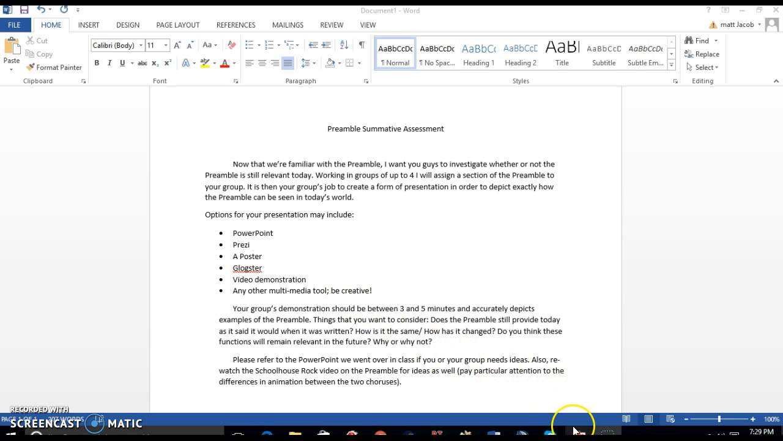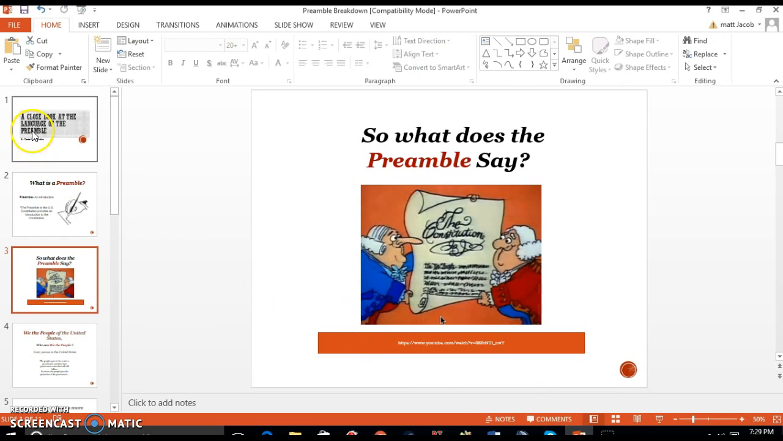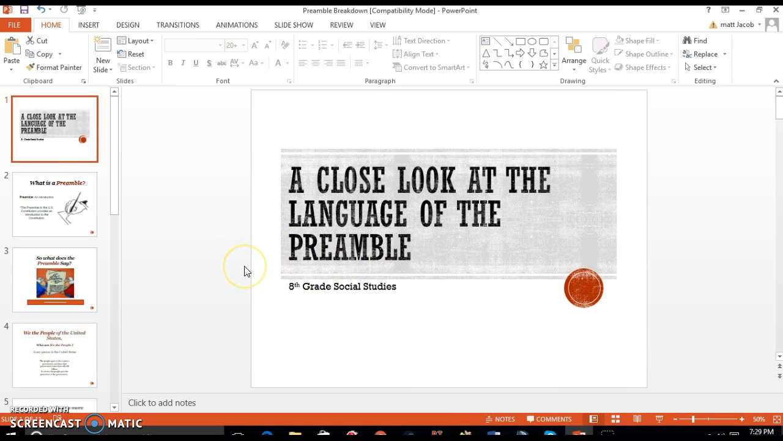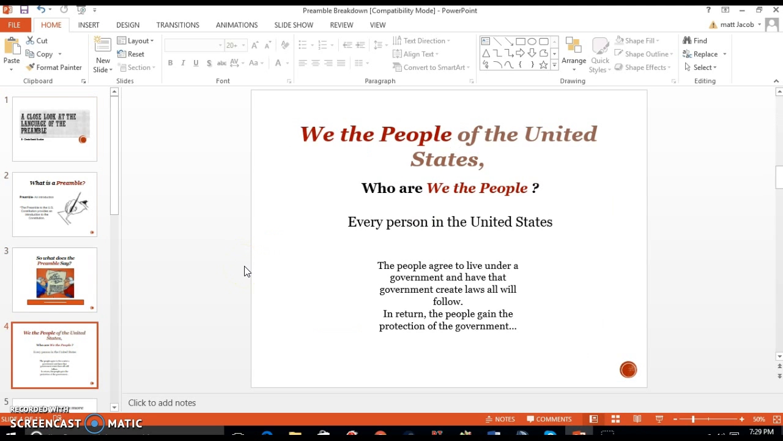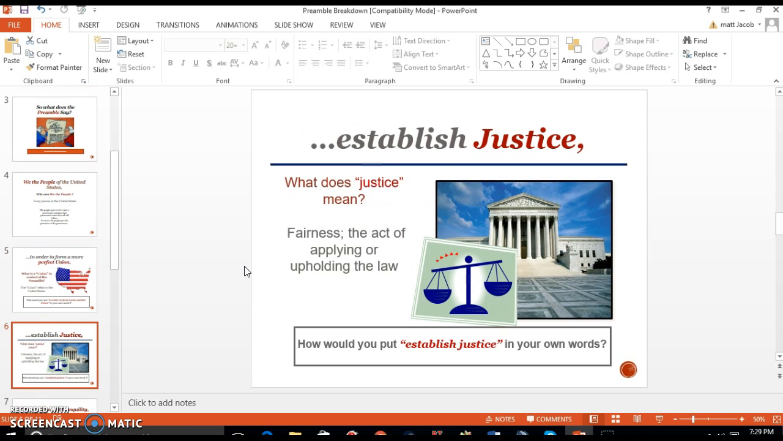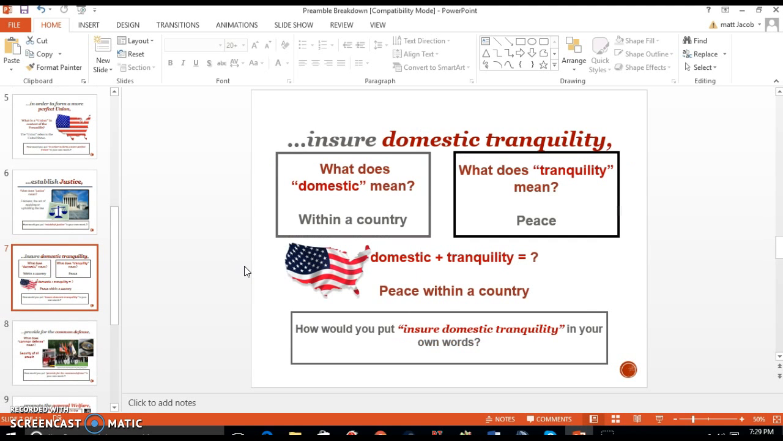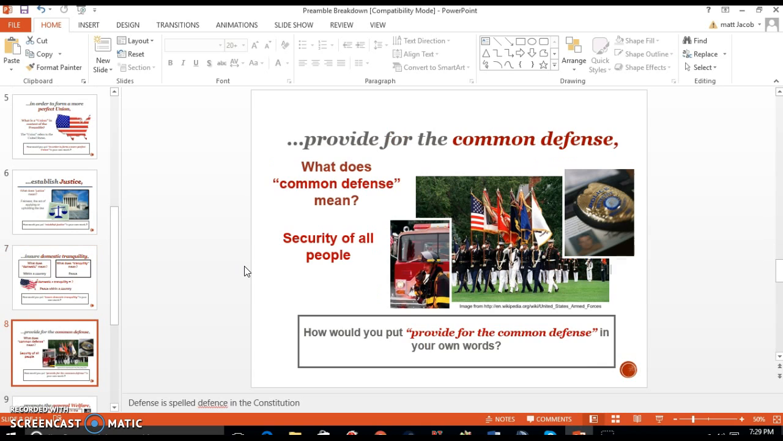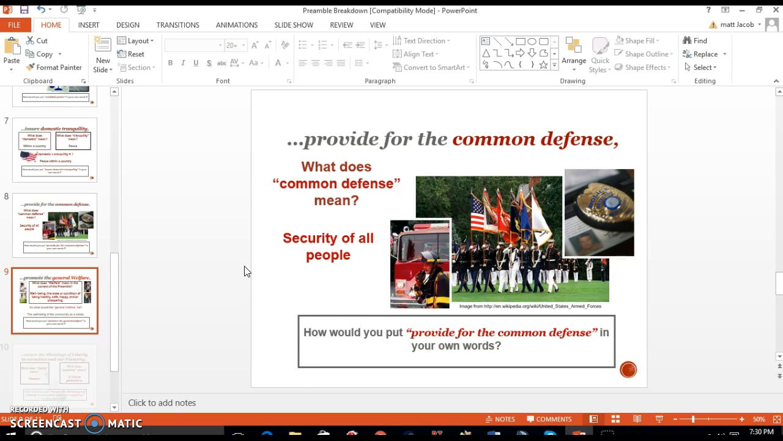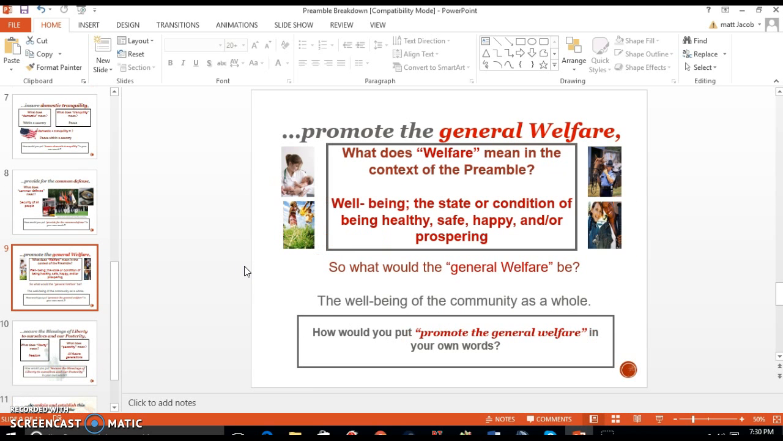Now, if you get stuck, or if you need any hints, you can always refer back to the PowerPoint that we went over during class. Notice how established justice, it talks about law. So how is law seen today in relation to the preamble? Provides for the common defense. You very clearly see some firefighters and you see some policemen. So what are some other examples do we have? General welfare. There's a nurse up there. What other ways can we see the preamble and the Constitution promoting the general welfare?